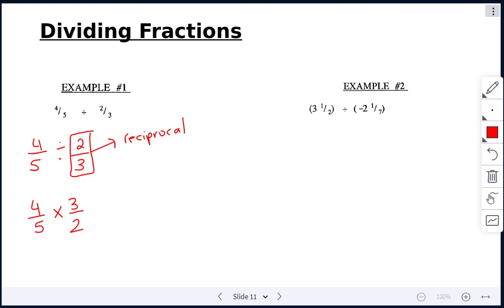I'll get to your question in a sec there. Do any reducing you can. So here I can reduce the 4 and 2. So I end up with 2 and 1, which leaves me, when I multiply, 2 times 3 is now 6. 5 times 1 is 5. So we end up with 6 over 5. And then because it's an improper fraction, I can write it as a mixed fraction, which is 1 and 1/5.